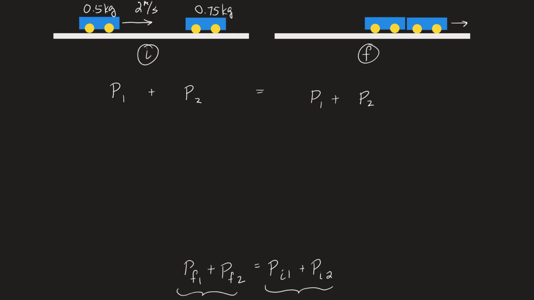So momentum is just mv. So 0.5 times 2 plus 0.75 times 0. That has to equal, well, in this particular case, the two objects stick together, so they're going to have the same final velocity. In fact, I would just put that in parentheses, 0.5 plus 0.75 times v.